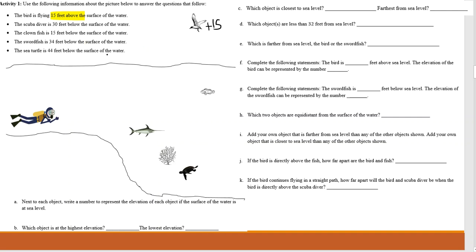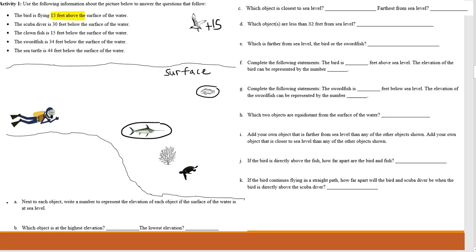Now the scuba diver is 30 feet below the surface. The clownfish is 15 feet below the surface. This one's the clownfish right here. The swordfish, which is this one right here, is 34 feet below the surface of the water, and the sea turtle is 44 feet below the surface of the water. So this right here is the surface of the water.